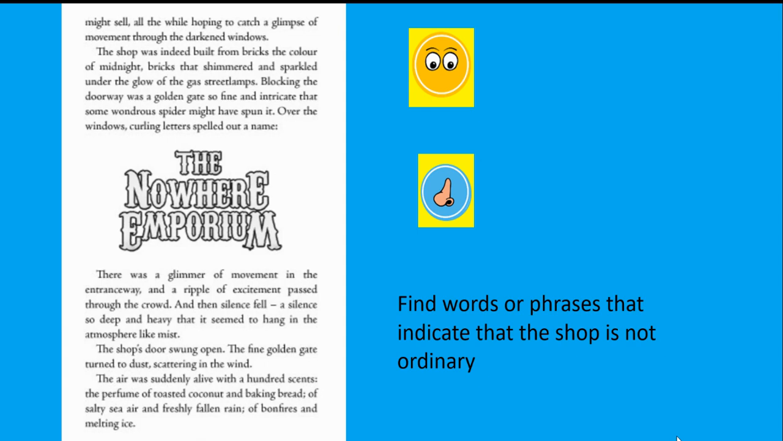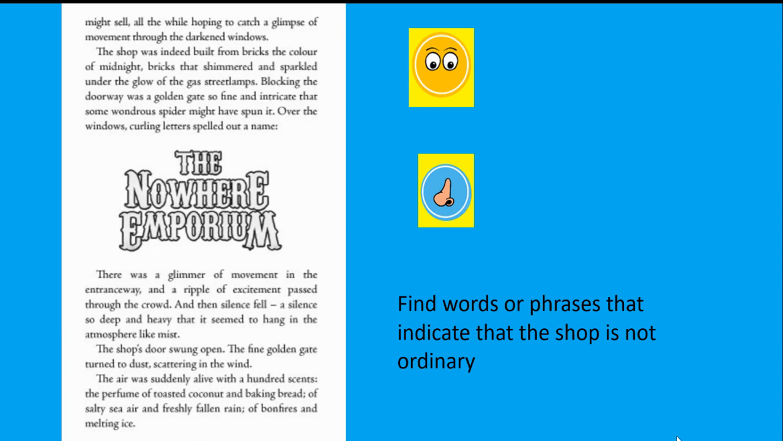They gathered around and talked about what they might sell, all the while hoping to catch a glimpse of movement through the darkened windows. The shop was indeed built from bricks the colour of midnight, bricks that shimmered and sparkled under the glow of the gas street lamps. Blocking the doorway was a golden gate so fine and intricate that some wondrous spider might have spun it. Over the windows, curling letters spelled out a name, the Nowhere Emporium.